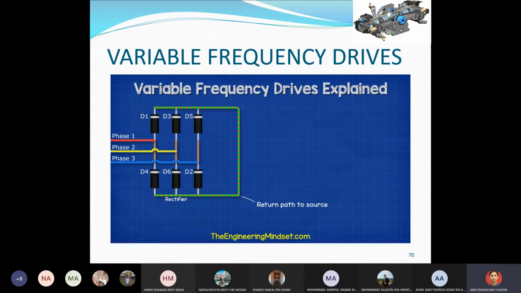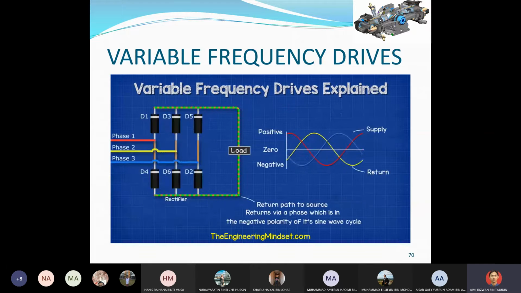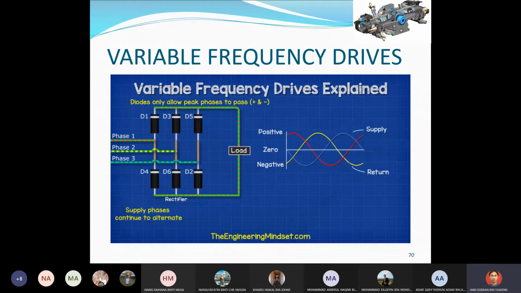As we know, electricity needs to get back to its source to complete the circuit. So in this setup, the current will flow through the load and back to the source using another phase. Remember, it can do this because the current in each phase flows forwards and backwards at a different time. We'll see this in detail in just a moment. The load can be anything, a lamp, a motor, or an entire circuit. In this case, it will just represent the rest of our VFD circuit.